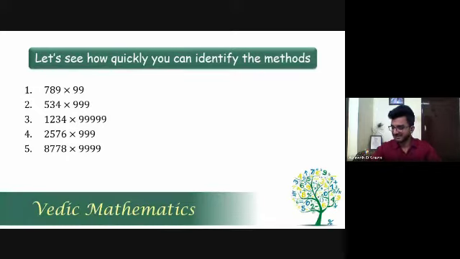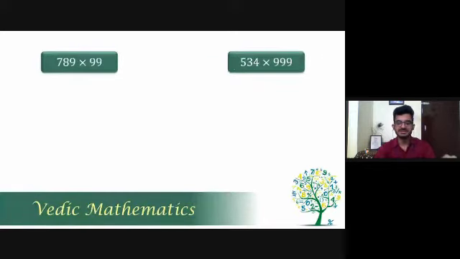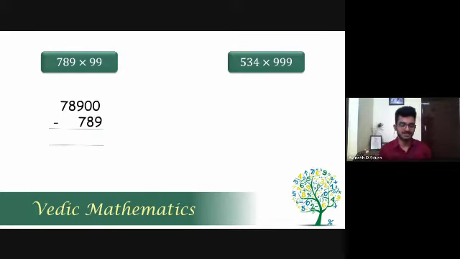Okay, so we'll briefly discuss the methods. I know you're thorough with the method. I'll just mention the case and then the answer. The first question, 789 multiplied by 99. It's case 3 where you have the less number of digits in the multiplier. So you have to multiply by the required base. Base is 100, then subtract. You get the answer as 78111.